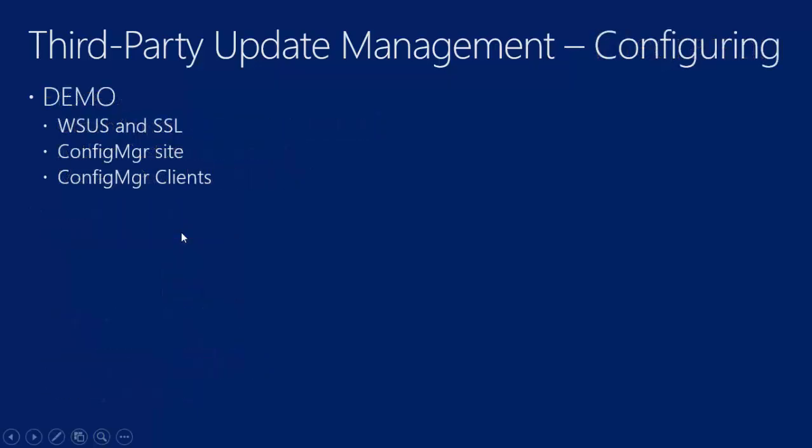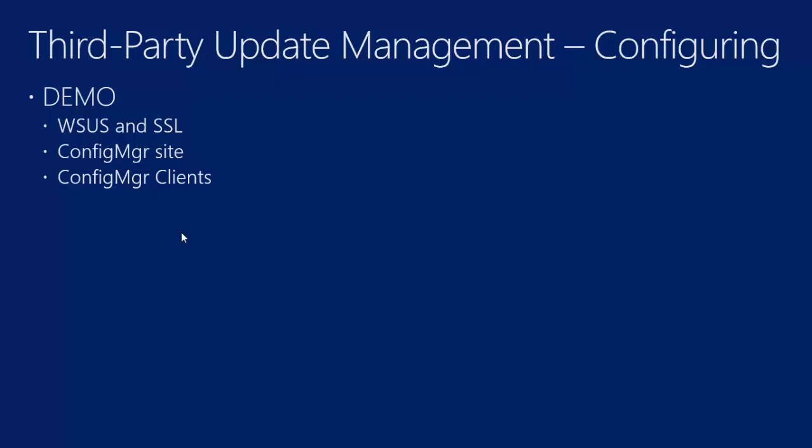Okay, so let's get to the fun part. We're going to dig into this and first configure third-party update integration in ConfigMgr. We'll do three things. First, I want to show you how to configure your WSUS server SUP to support SSL. Again, I don't have to do this because my console and my software update point are on the same system. I'm just going to show you how it's done in case you need to do that. Then we'll configure the ConfigMgr site and then configure the ConfigMgr client.